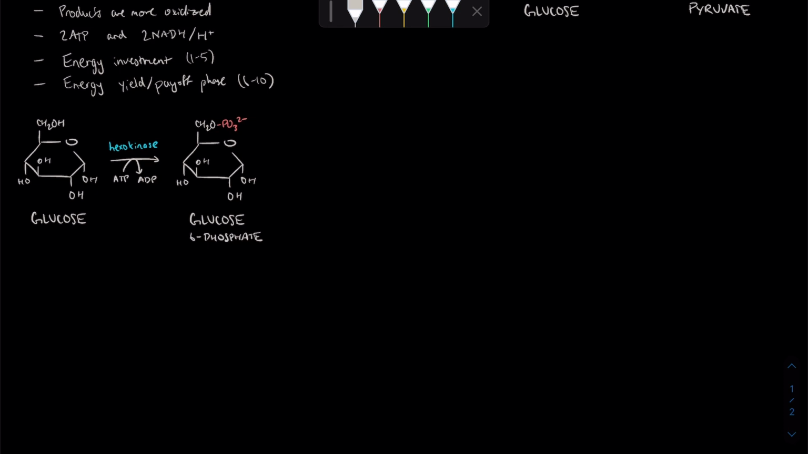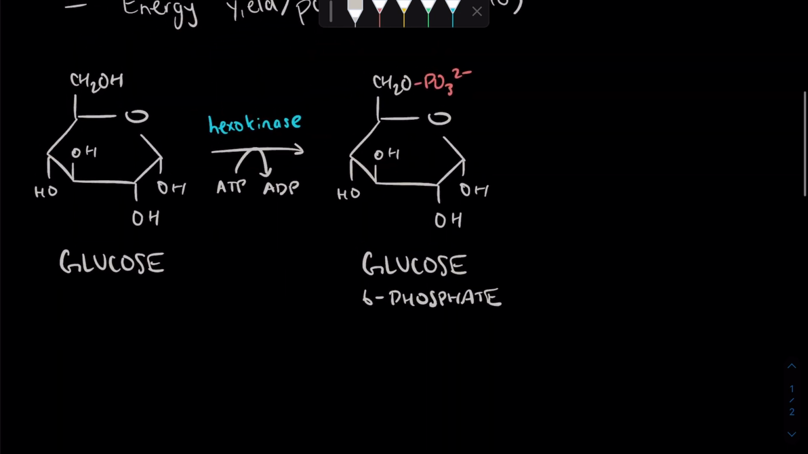So this is going to be our first step of glycolysis. I'm going to write that down. First step. And what we're doing is we're taking glucose, which is our starting compound, and we're taking off this H at the end of our OH group there, and we're tacking on a phosphate group. And this phosphate group is coming from our ATP. So this is in our energy investment phase, so we're putting in 1 ATP here.